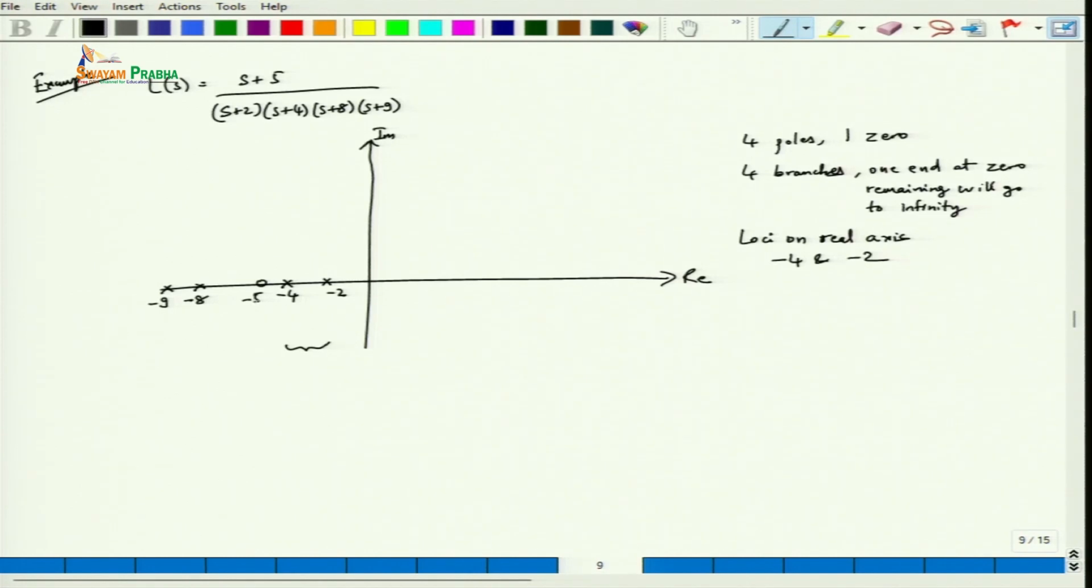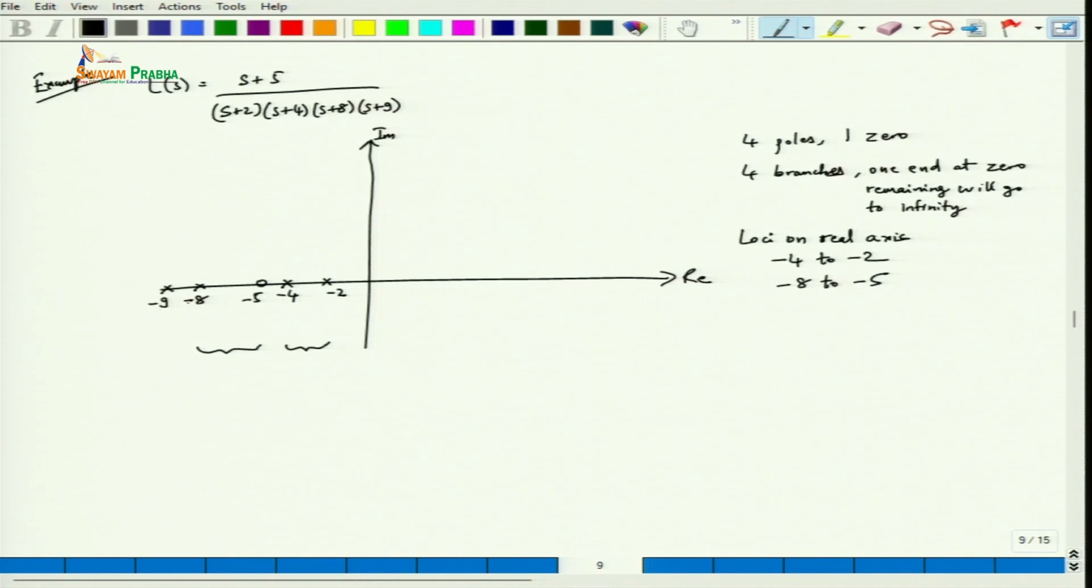Now between -4 and -5 there are an even number of poles and zeros on the right side, so we are not going to consider that. Now next when we come to the other side of -5, that is between -8 and -5, you will see that the number of poles and zeros is an odd number. So we will consider that part. So between -4 and -2 and between -8 and -5.